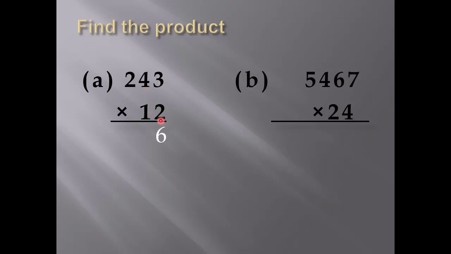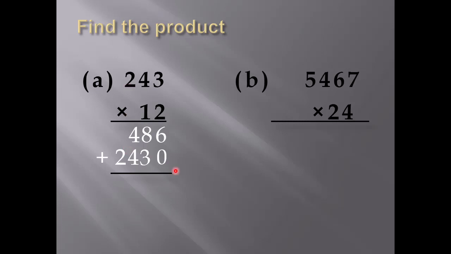Step 1, I multiply 2 by the whole number. 2 times 3 is 6. 2 times 4, 8. 2 times 2, 4. So now I multiplied the whole number by 2. Now I want to multiply the whole number by tens, which is 1. So I'll add 0 in units, then multiply 1 by 3 equals 3, 1 by 4 equals 4, 1 by 2 is 2. Now let's add the two numbers.